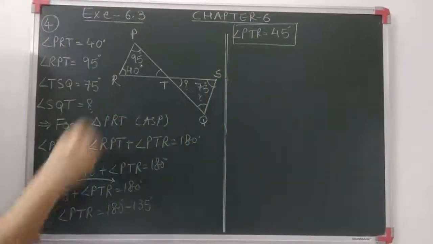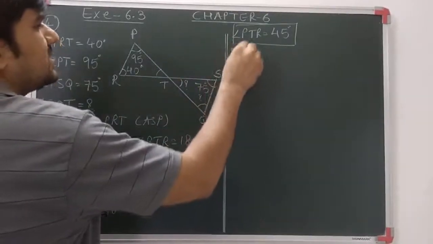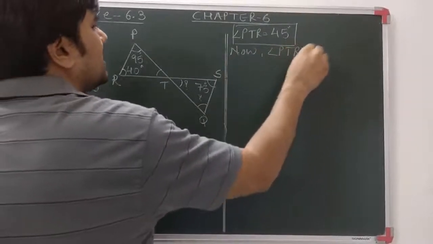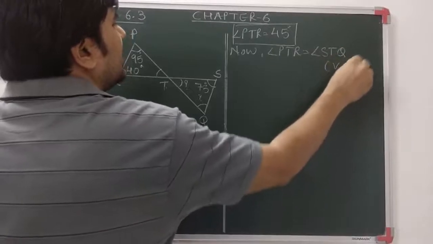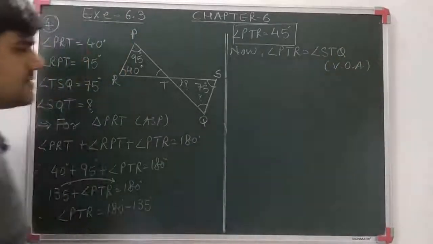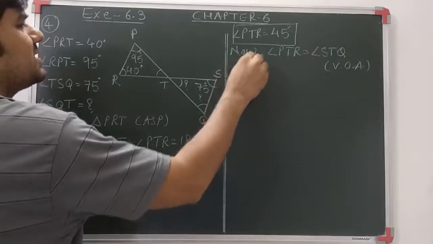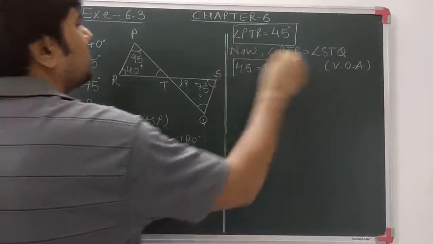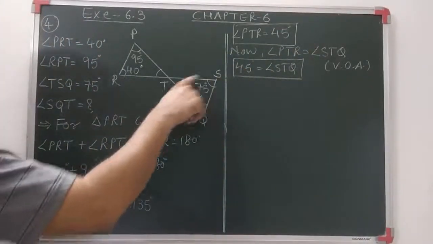As we discussed earlier, PTR and STQ are the same. We mention here that PTR is the same as STQ. What is the reason? They are vertically opposite angles. We should mention this. So PTR is 45, so obviously STQ is the same value. STQ is also 45. Now we have obtained two angles of this triangle.